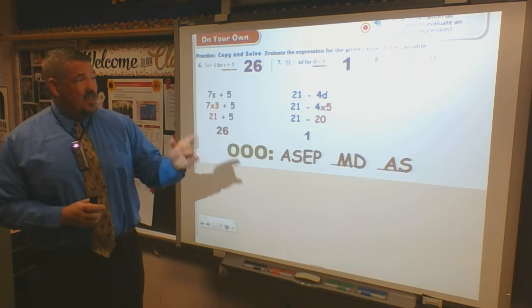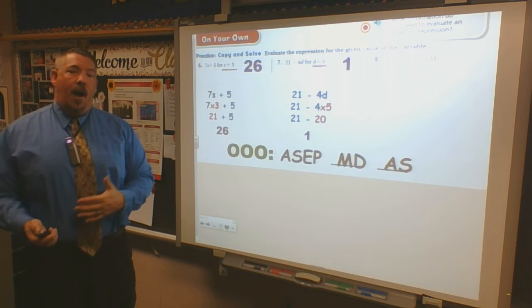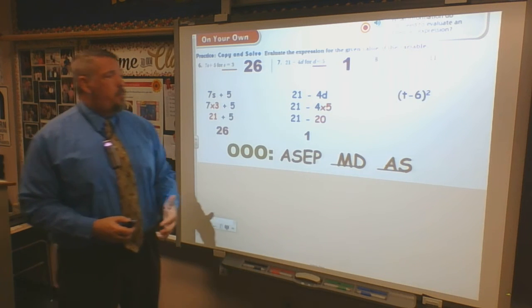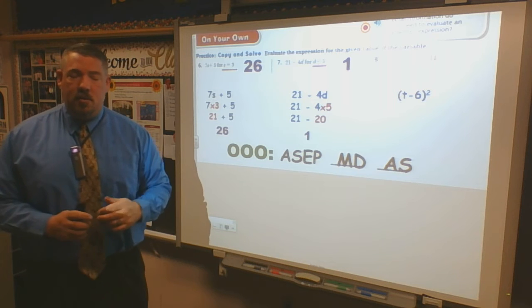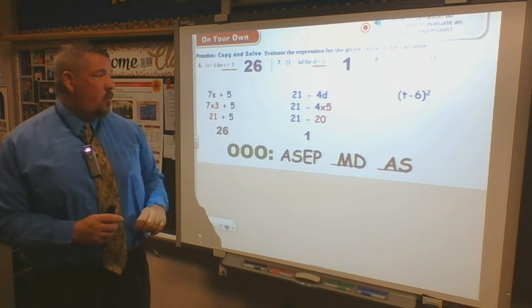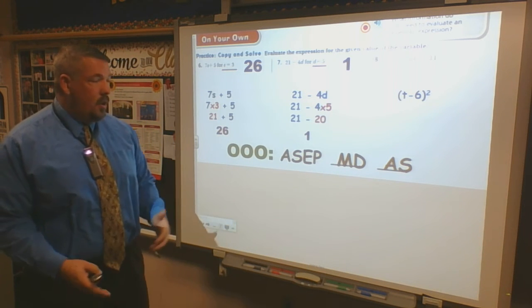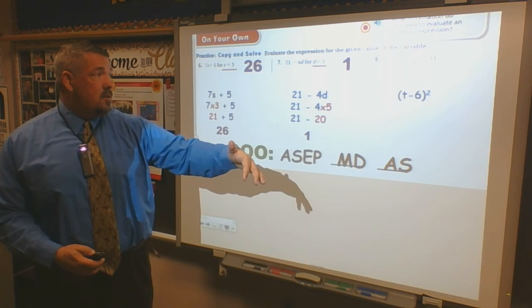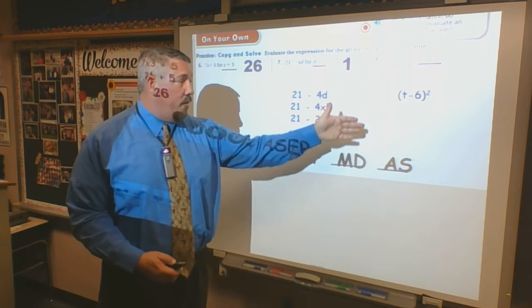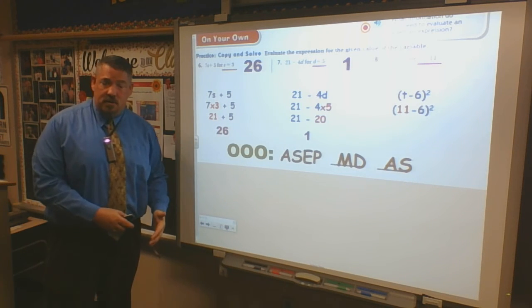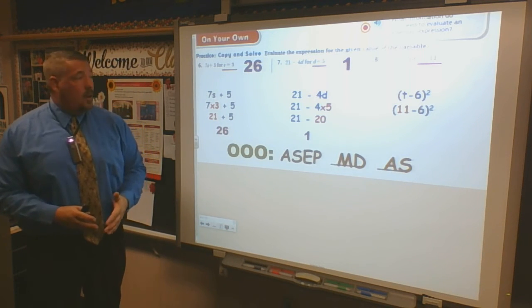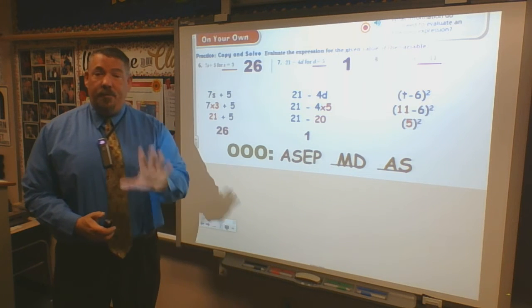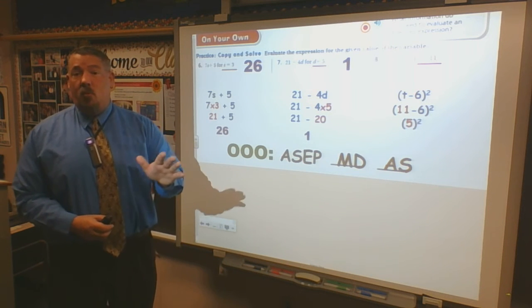And if t is equal to 11, so I have to write down my expression. In parentheses, t minus 6. On the outside, it's going to be squared, or to an exponent of 2. I have to solve inside parentheses first, but my first step is to substitute. So I'm going to put in my 11 for my t, 11 minus 6. Solve for my parentheses. 11 minus 6 is 5. So I'm left with 5 squared.